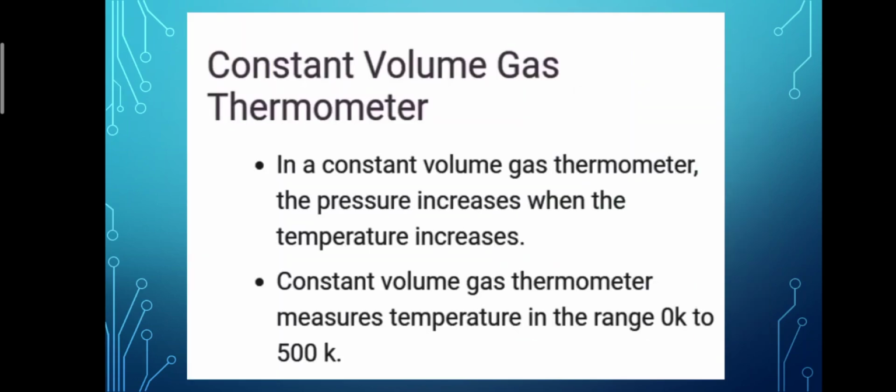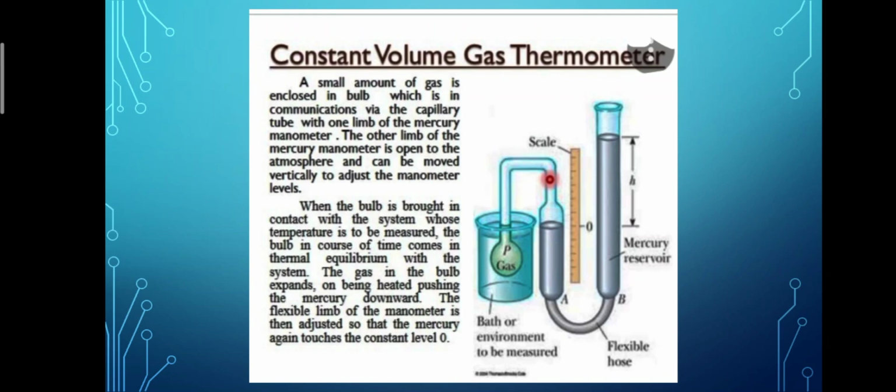Constant volume gas thermometer. In a constant volume gas thermometer, the pressure increases when the temperature increases. It measures temperature in the range 0 Kelvin to 500 Kelvin. A small amount of gas is enclosed in a bulb, which communicates via the capillary tube with one limb of the mercury manometer. The other limb of the mercury manometer is open to the atmosphere and can be moved vertically to adjust the manometer levels.